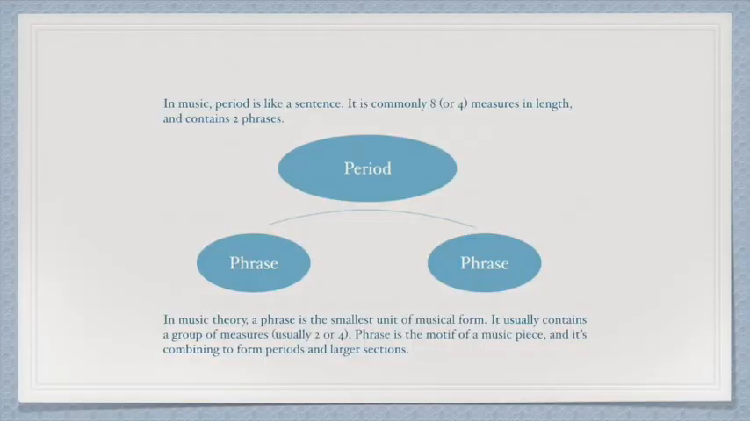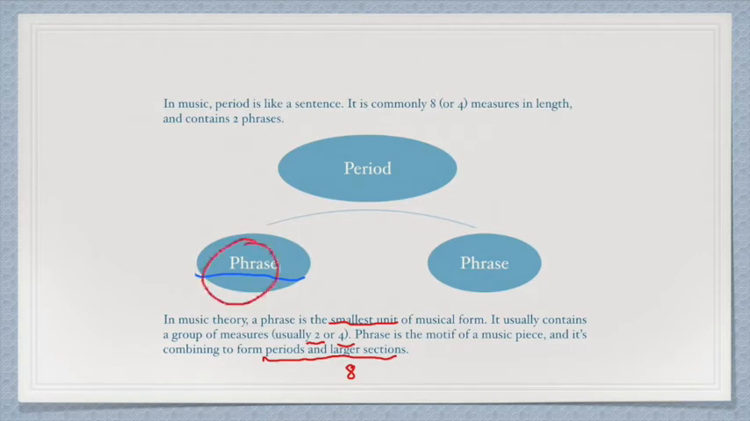Just like when you're speaking, there are sentences and periods, and you also need to breathe. In music, there is also something like a sentence, which is called musical form. Let's learn from the smallest unit in terms of musical form, which is called a phrase. In music theory, a phrase is the smallest unit of musical form. It always contains a group of measures, usually two or four, or sometimes even eight. A phrase is the motif of a music piece and combines to form periods and larger sections.